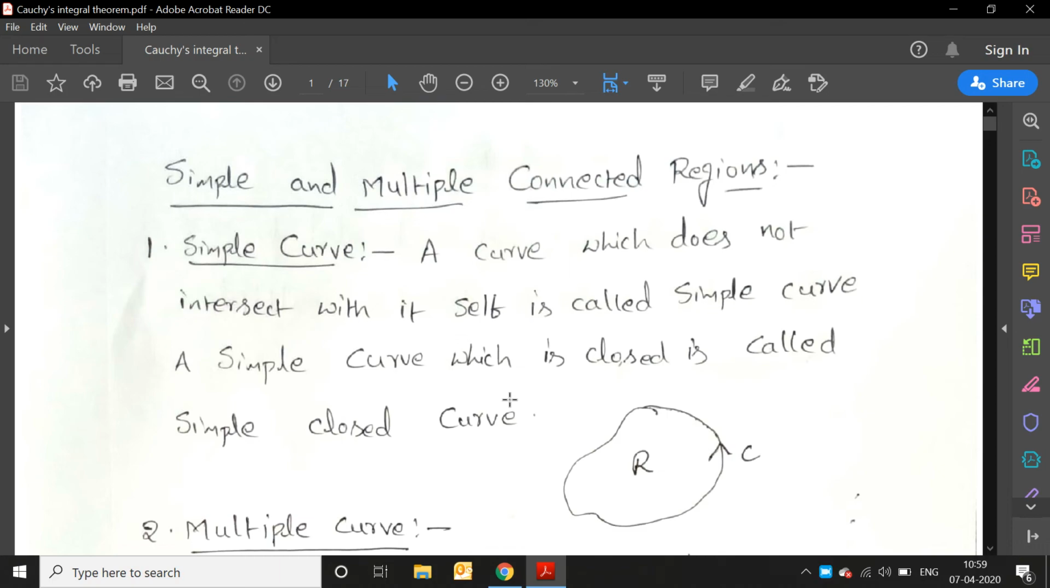Students, today we will discuss Cauchy's integral theorem. Before going to Cauchy's integral theorem, we will discuss the definitions for simple and multiple connected regions. First definition is simple curve.